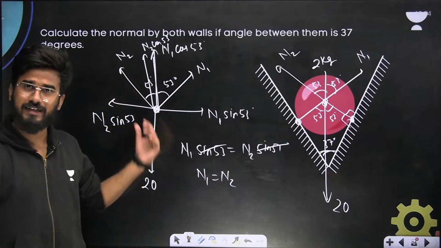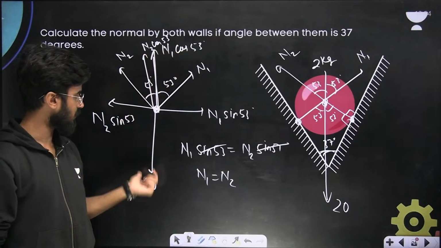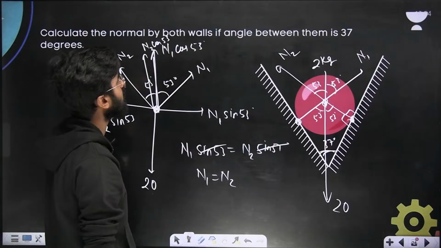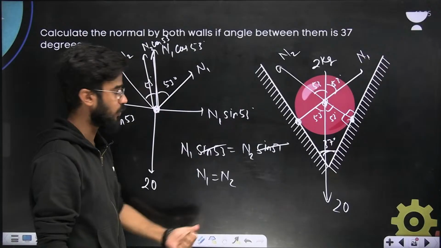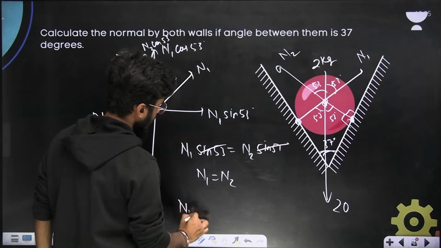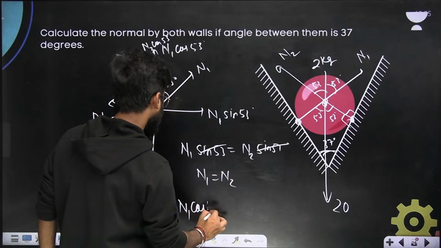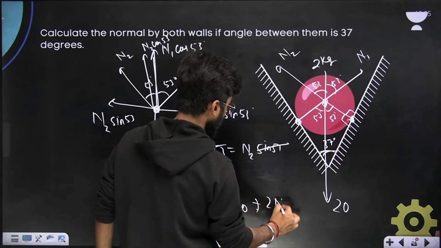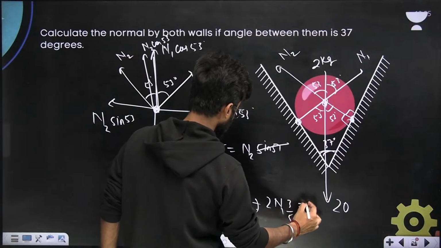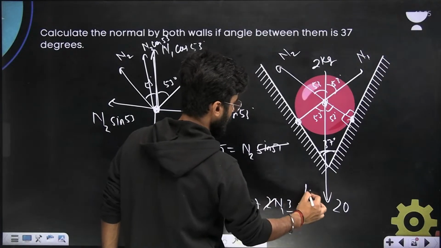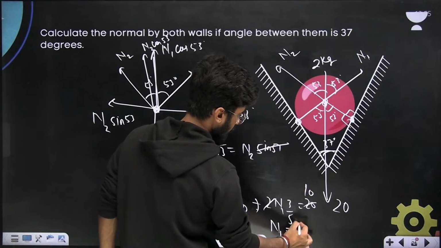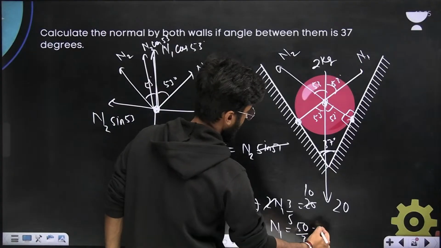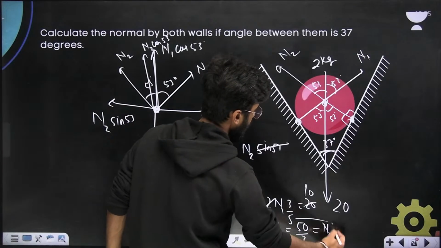Similarly, in the vertical direction, the total upward force equals the total downward force, means N1 cos 53 plus N2 cos 53, and N1 and N2 are equal. So we simply write 2N1 cos 53 equals 20. Since cos 53 is 3 by 5, 2N1 into 3 by 5 equals 20. So 2 10s are 20, and N1 is equal to 50 by 3 Newton. Similarly, N2 is equal to 50 by 3 Newton.